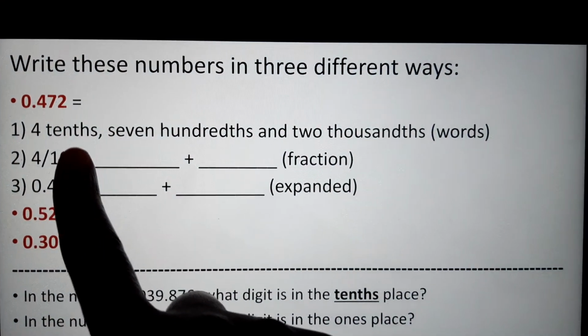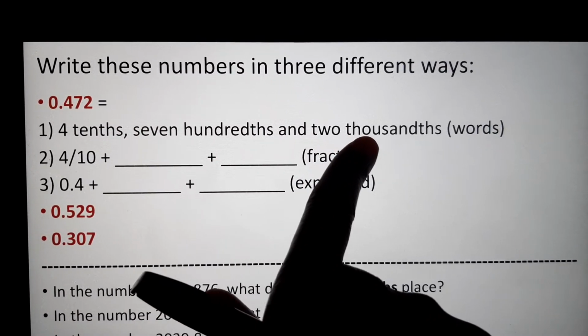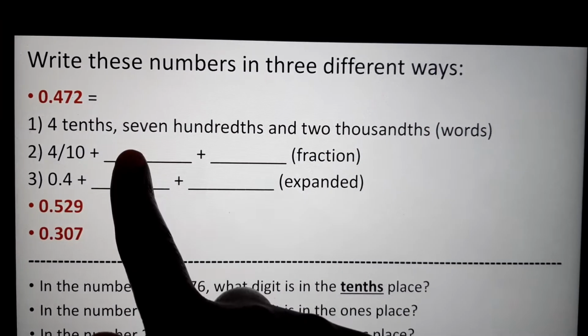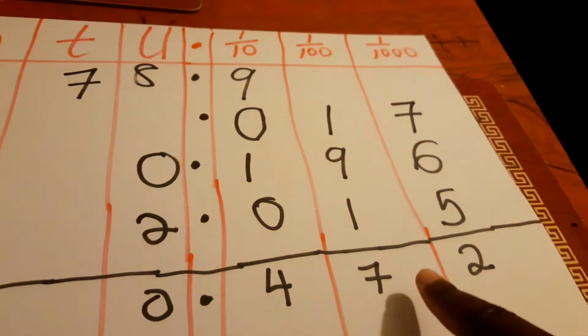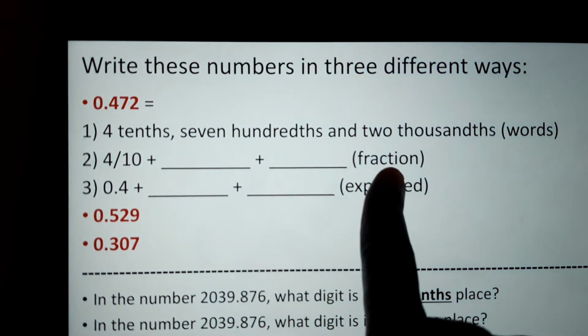So obviously the first one is 4 tenths, 7 hundredths, and 2 thousandths. So that's been represented in words, because we have 4 tenths, 7 hundredths, and 2 thousandths. The next one, we're going to represent it as a fraction.